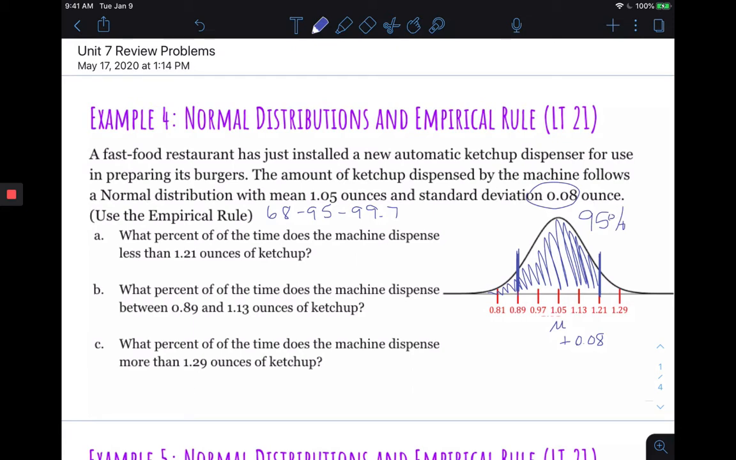But we don't just want within there, we also want to include this tail. And each of these tails outside of the 95% are 2.5%. That comes from the whole thing having to add up to 100%. So if the middle is 95%, that leaves 5% left over. Then if you divide 5% by 2, you get 2.5%. So what we want to do is just add up 2.5% plus 95% and then get 97.5%.